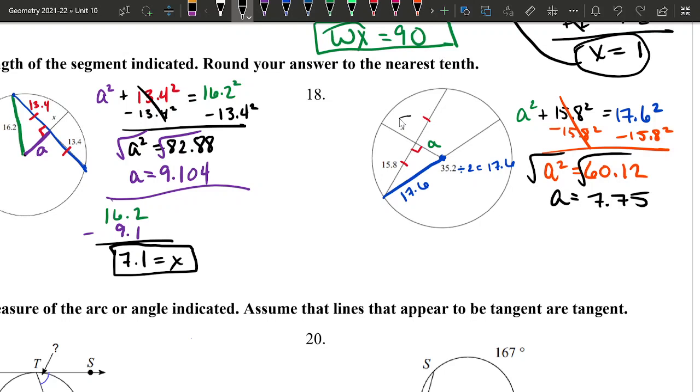But I need to find out what x is, and x is part of the radius. So if the radius is 17.6, and I subtract 7.75, then I get 9.846. It says round to the nearest tenth, so the 4 tells the 8 to stay the same, so x equals 9.8.